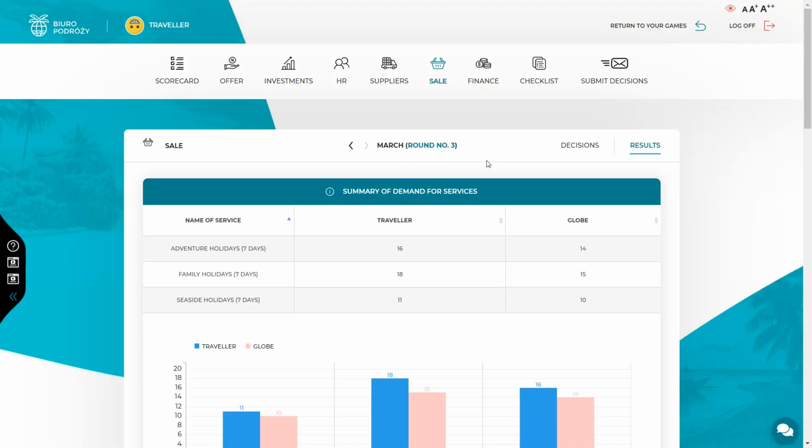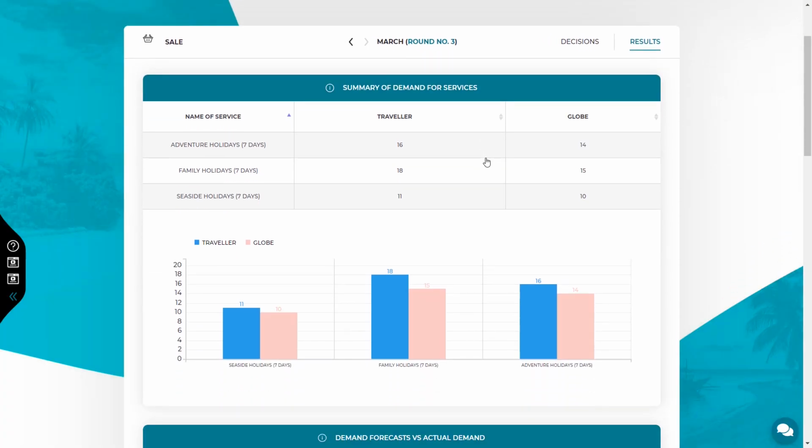The first chart shows the demand for particular services in the previous round. We can check how many customers wanted to buy individual services in all companies operating on the market. By looking at this chart, you can also tell how many services the teams had on offer in the previous round. How many customers choose your offer depends on its attractiveness in comparison to the competition. Remember, the customers compare the offer of all companies, so the demand depends not only on your actions, but also on the actions of your competition.